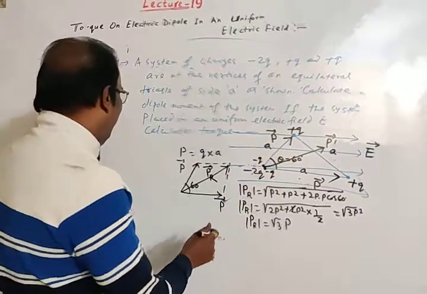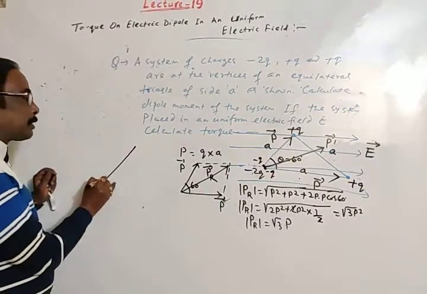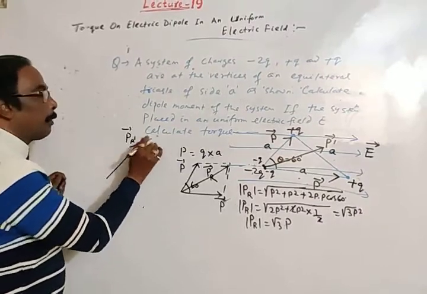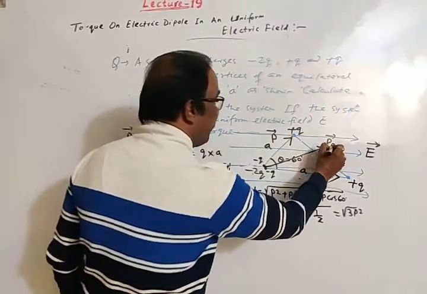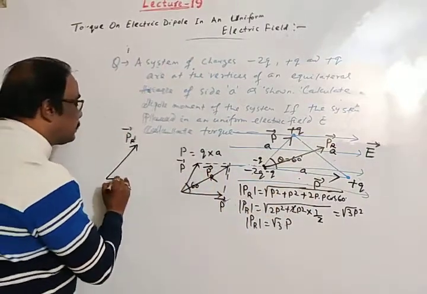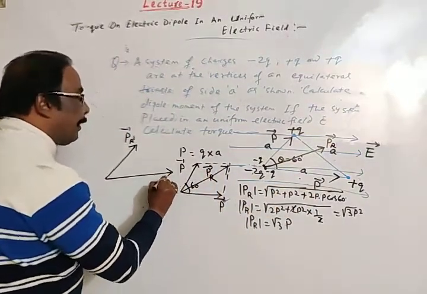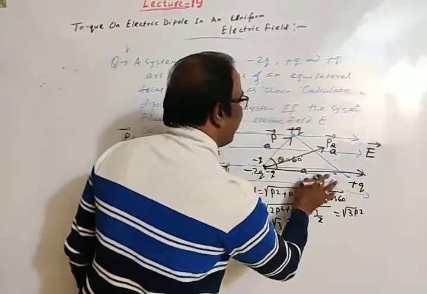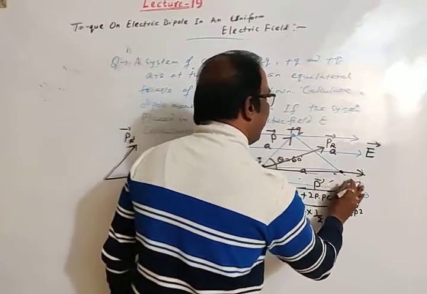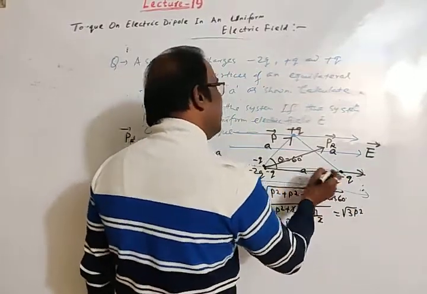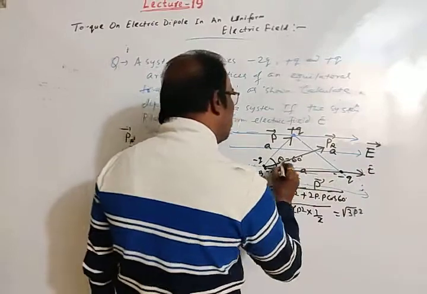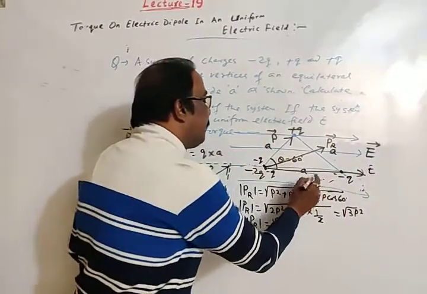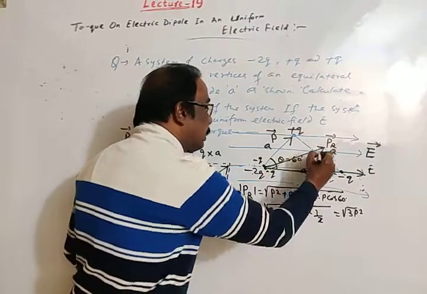See, again I am representing here, this is the direction of the resultant dipole moment. This is PR, not P dash, this is PR, the resultant dipole moment, and this is the direction of the electric field. Okay, this is minus q. So the magnitudes of these two dipole moments are P and P. Okay, this is the resultant PR.